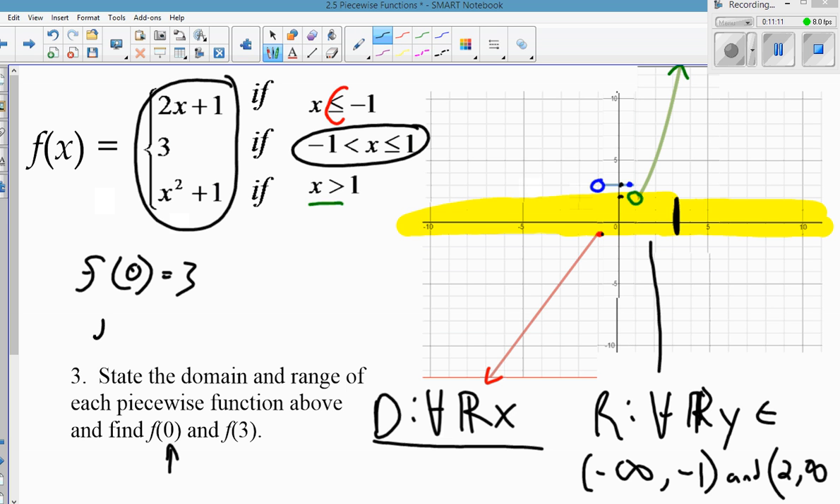So if I evaluate that at f of 3, okay, 3 is going to satisfy this condition that it's greater than 1. So I'm going to use this function. So 3 squared plus 1 is equal to 10. And again, I can come over here to 3 and see that I have a value of 10 on my graph there as well.